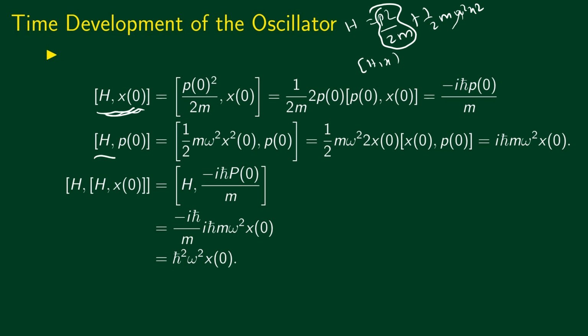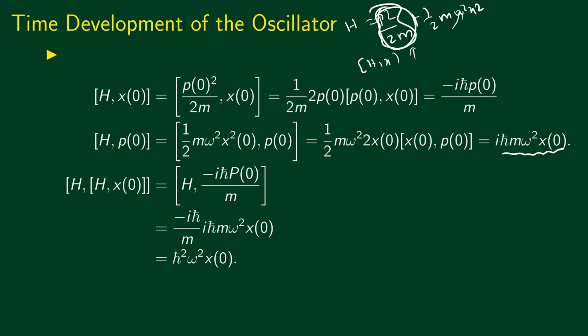We will also need the commutator of h with p. Alright, and in the Hamiltonian, again, the non-zero contribution comes from half m omega squared x squared, because there's another term, p squared divided by 2m. When you calculate the commutator with p, this term does not contribute. Evaluating this commutator gives i h bar m omega squared x of 0.